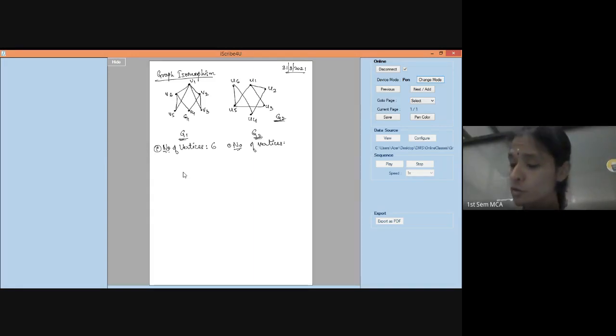Coming to G2, you have U1, U2, U3, U4, U5 and U6. So here also the number of vertices is 6. So the first property is satisfied. Now the second property is that you have to find out the number of edges. Let us find out the number of edges.